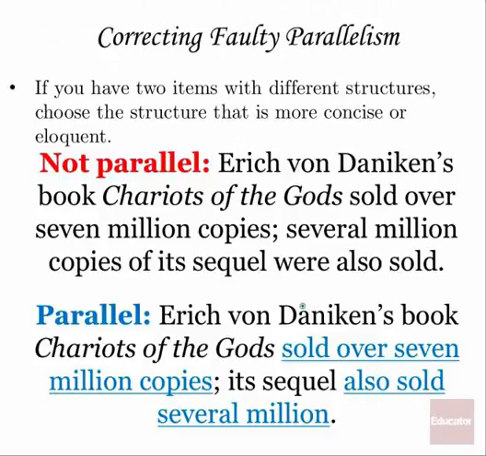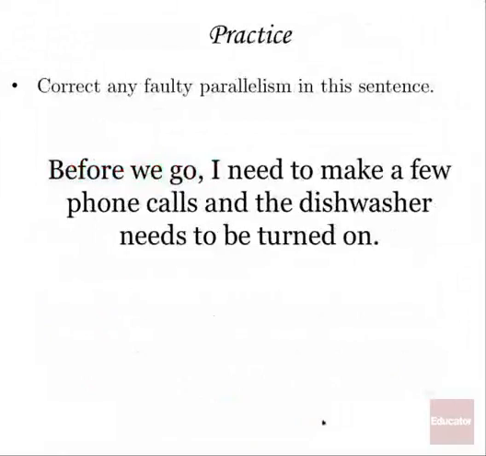So, we look at the two structures, and Erich von Daniken's book, Chariots of the Gods, sold over 7 million copies. Well, that's pretty strong. Book did this. Nice active voice. This one is in the passive voice. The copies were sold. So we use the active voice for both because, as we remember from our active and passive voice lesson, the active voice is more dynamic. So we say its sequel also sold several million. Both in the active voice, both clear and memorable.